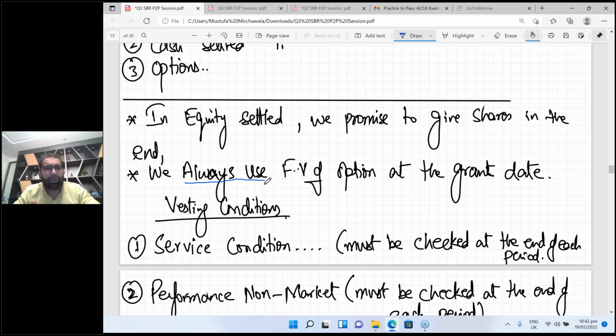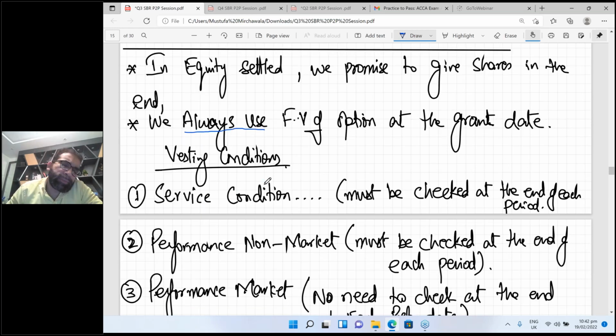Then, you know, there are two types of grants. Some grants are unconditional grants. That means we say to the employee, take these shares and enjoy, no need to do anything extra. And there are some grants which are conditional grants. Conditional grants mean we add vesting conditions with the grant. Vesting conditions are normally these three: service condition, performance non-market, and performance market. Service condition is like, I ask my employees to stay 3 years or 4 years with me.